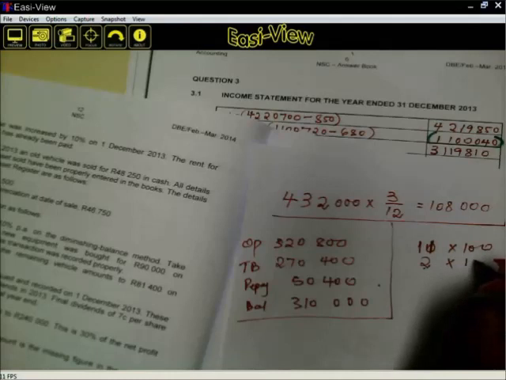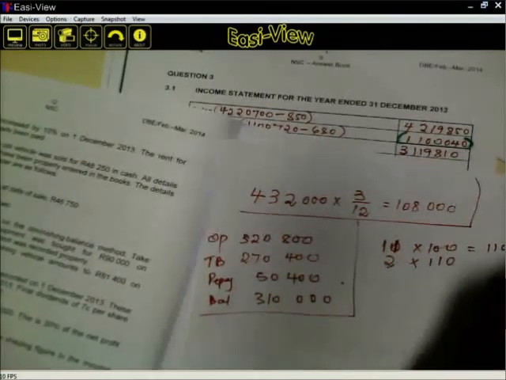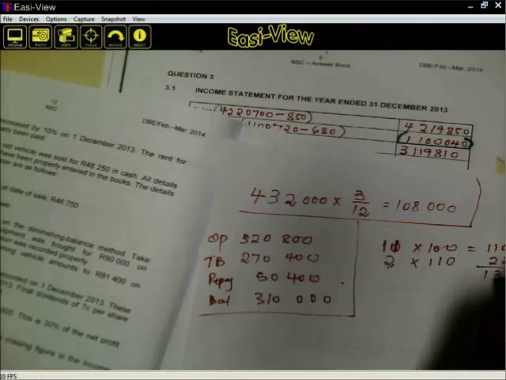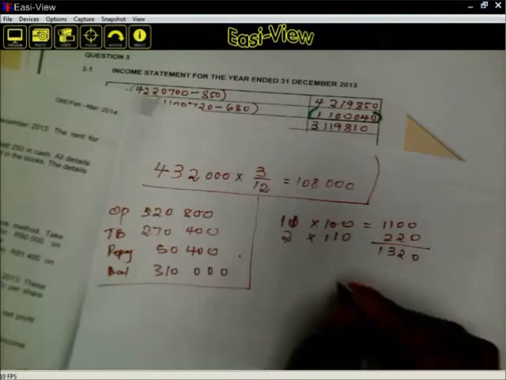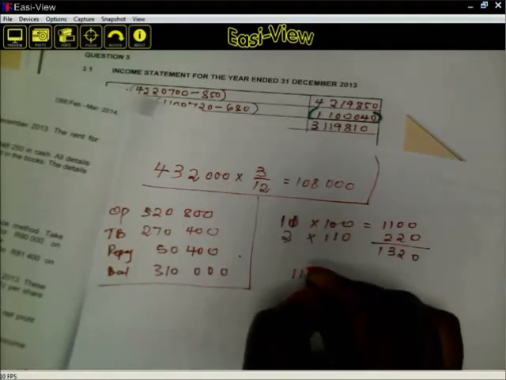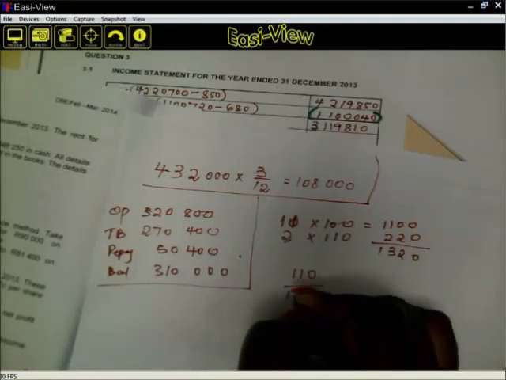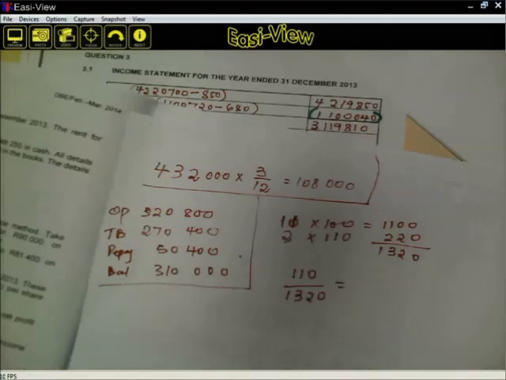Multiply by 110. Therefore, it will be 1,100 multiply by 220. That is where we're going to have 1,320. And then we're going back. We said it was increased by 110 by 1,320.